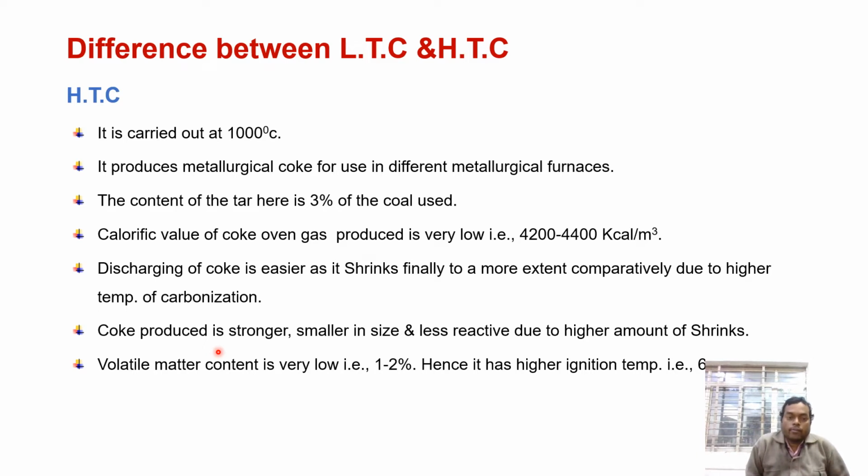Then the volatile matter content is very low. In case of low temperature carbonization, what was the volatile matter content? It was 5 to 7%, which is considered to be high. But in this case, in high temperature carbonization, the volatile matter content is very low, that is about 1 to 2%.